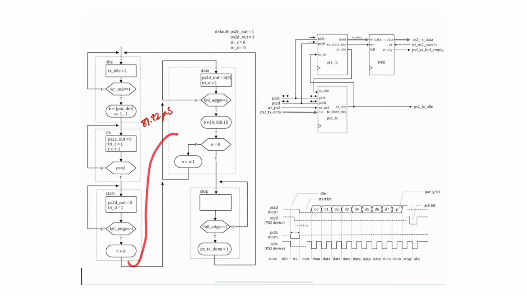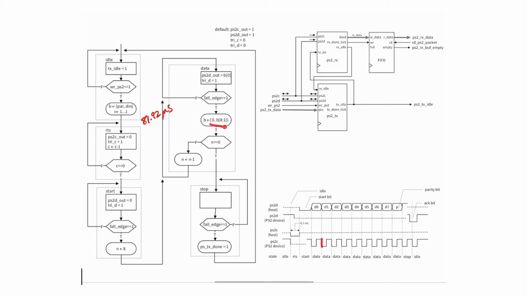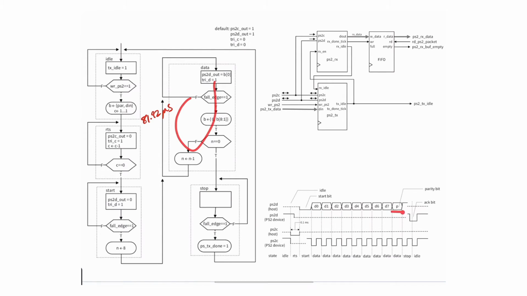We go to the data, and the tri-state data is 1, because data now for me is an output. Remember, the host is taking control of the data here, so it's an output for it. It takes that B that we loaded with the data and the parity. It's just B0, and when a falling edge comes in, we do a shift. We get rid of the least significant bit with a right shift, so the next time around we're doing D0, D1, D2, D3, shifting the least significant bit out one at a time, all the way till you transmit the parity.